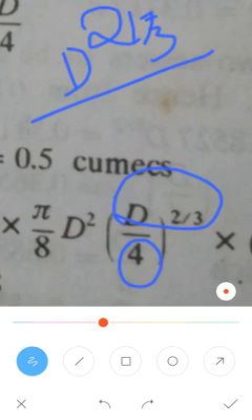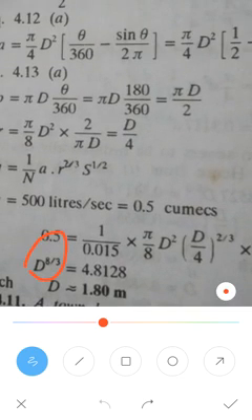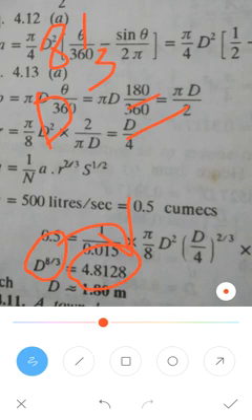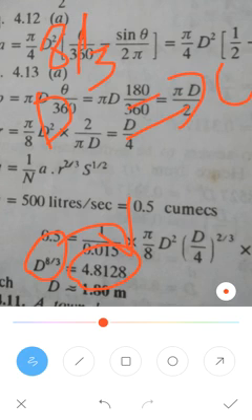So the equation will reduce to d to the power of 8 by 3. Here you will get d to the power of 8 by 3 is equal to whatever answer you get, which is 4.81. So how do you use this? For d to the power of 8 by 3, you just use your scientific calculator and try to do this. It's very simple.